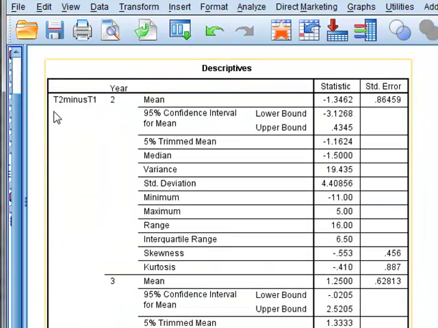The results show us that T2 minus T1 for year 2 shows a drop in the mean value, dropping by 1.35, whereas for year 3 the mean value has increased by 1.25. This shows that the additional classes have had a positive effect on the score for Year 3, but possibly because the topic was too complicated, the additional classes only served to further confuse the Year 2 students, giving a reduction in their scores.